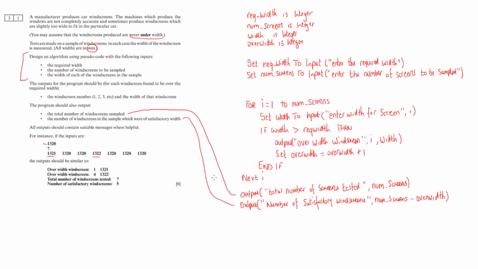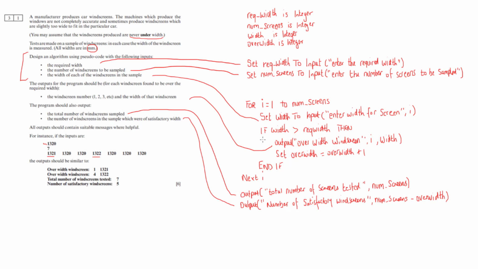That's that one down there. That's in there. Required width, that's that one there. Sample size, the width of each one once it loops round. So I think we've got everything we need there.